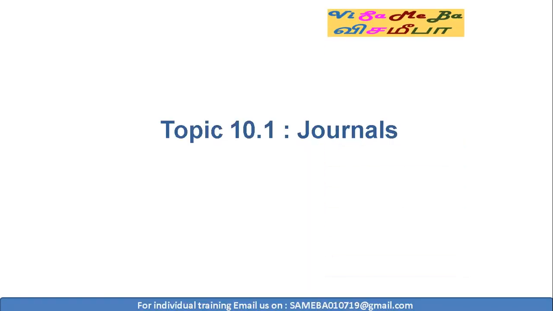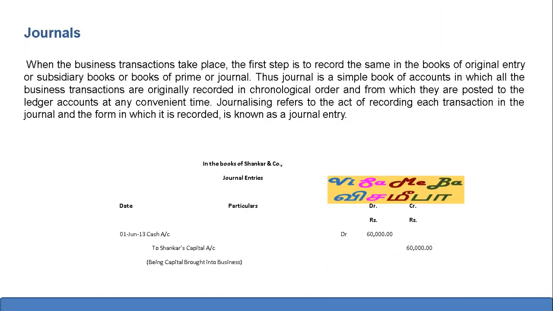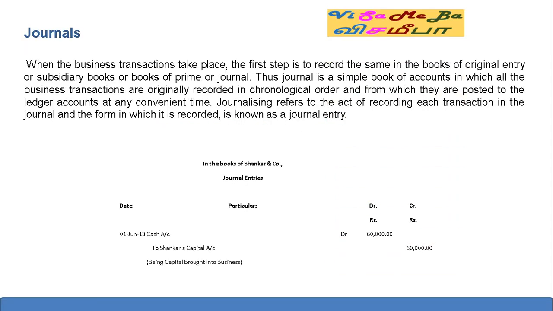The next topic is journals. Journal is a simple book of accounts in which all the business transactions are originally recorded in chronological order and from which they are posted to the ledger account at any convenient time. Journalizing refers to the act of recording each transaction in the journal, and the form in which it is recorded is known as a journal entry.